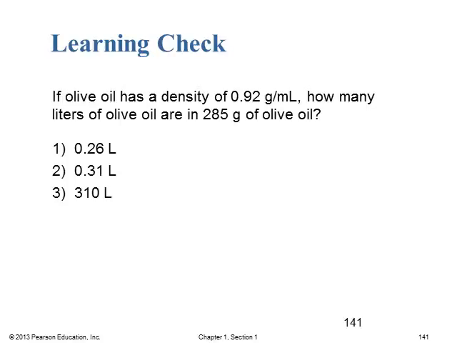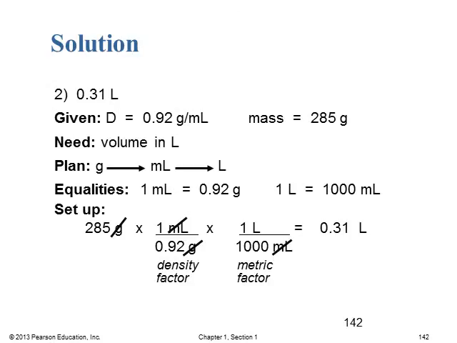So in this learning check, we will look at olive oil, and it has a density of 0.92 grams per milliliter, and it asks how many liters of olive oil are in 285 grams of olive oil. So they give us the density, they give us a mass, and so we'll need to first look at how we can go from grams to milliliters, and then from milliliters to liters. All right, so that's going to be our process here. We're given the density, we're given the mass, so we need to go from grams to milliliters, milliliters to liters.